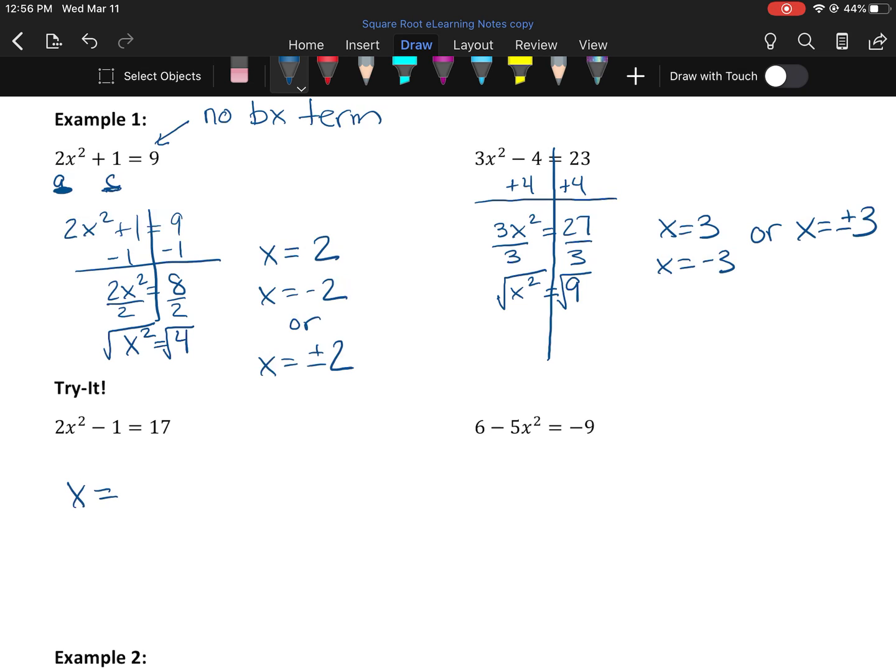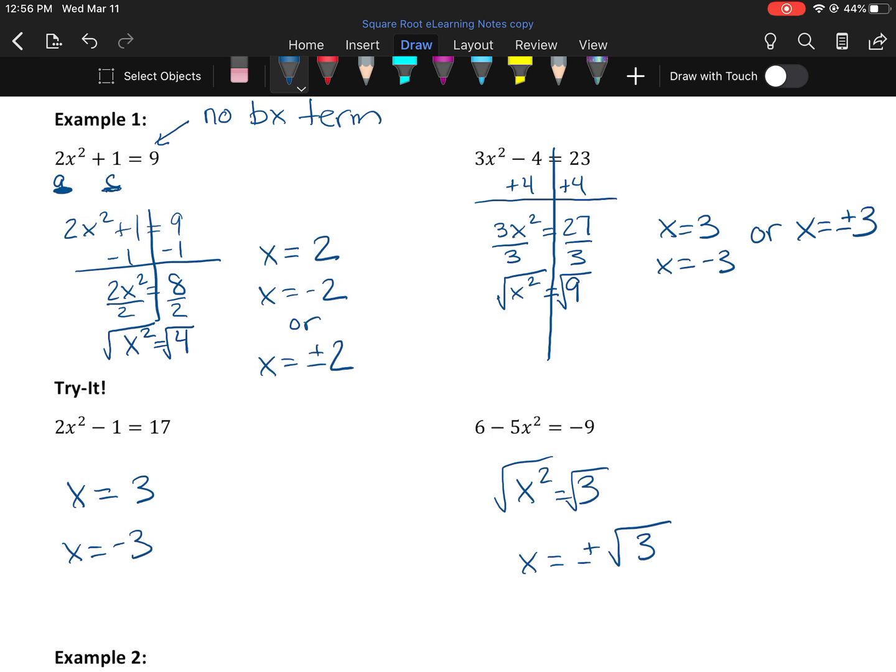On this first try it, you should have ended up with 3 and negative 3 again. On this one, when you solve it, you end up with x squared is equal to 3. When we take the square root of both sides of that, we're actually just going to go ahead and say, hey, my answer is x equals plus or minus the square root of 3. I don't need to change it to a decimal. I'm just going to leave it like that.